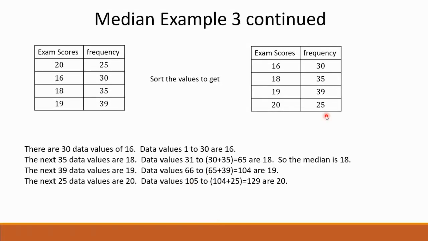And then, of course, the last 25 are equal to 20. So from 105 and 25 units past that, 105 up to 104 plus 25, which is 129. Those are 25 data values. They each are 20. Okay, that's good. We didn't have to do the last two here because we're looking for the median. But we could, and we did, actually. The median turns out to be 18.